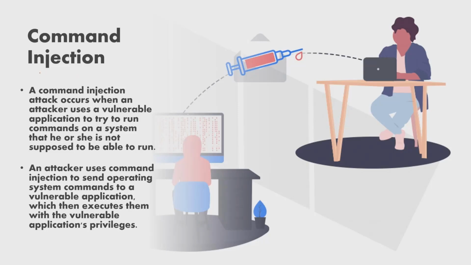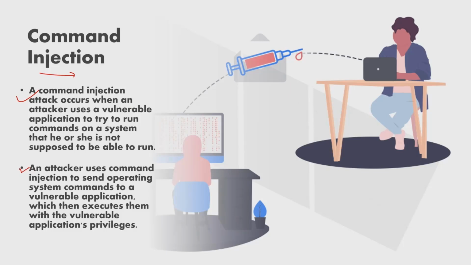Now let's talk about command injection. A command injection attack occurs when an attacker uses a vulnerable application to try to run commands on a system that he or she is not supposed to be able to run. When an application does not validate data supplied by the user, command injection attacks are possible, for example, data entered in web forms, cookies, HTTP headers, and other elements. Here, the data is sent to a system shell by the vulnerable system.